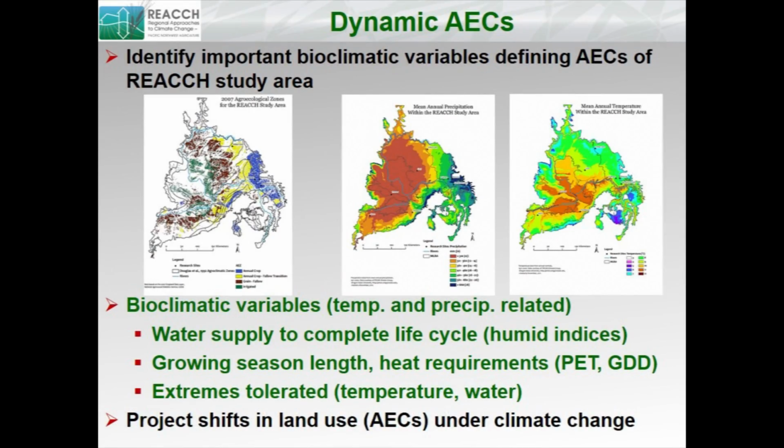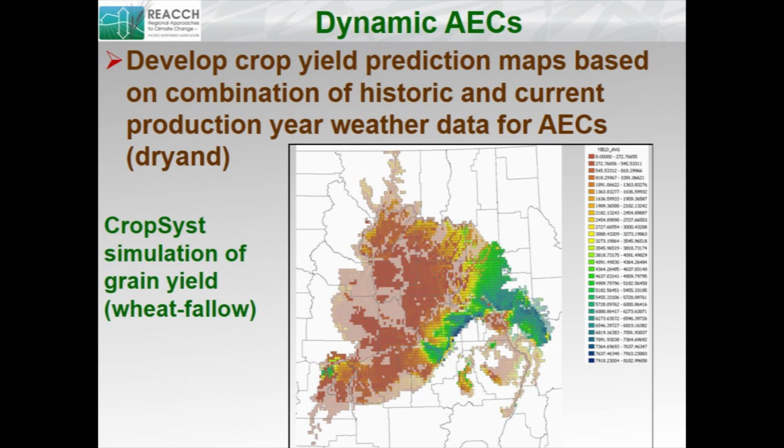Much of them are related to temperature and precipitation. So water supplied to complete life cycle, humidity indices, growing season length, heat requirements, extremes tolerated in terms of temperature and water. And if we do come up with these kinds of variables, it'll be interesting to see if we can then use future climate projections to predict our expectations in terms of how some of these AECs may change. All this we're hoping to link to the CropSys model in terms of developing crop year prediction maps based on a combination of historic and current production year weather data for AECs.